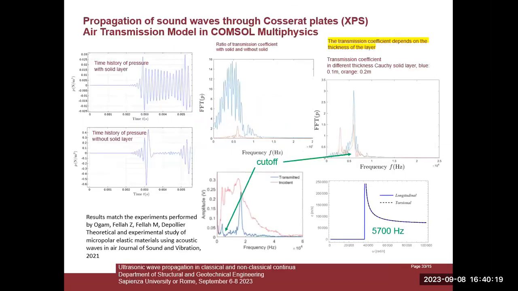Sorry, was the reason for the idea of using a construct model that cutoff frequency? Yes. In fact, you can read this paper, which was published in 2021 in the Journal of Sound and Vibration. They started their work with a model, but they did not model wave propagation in air. They used some simplified model.